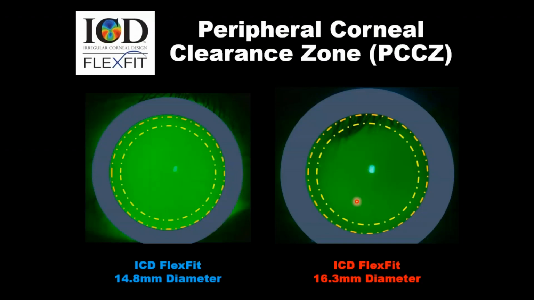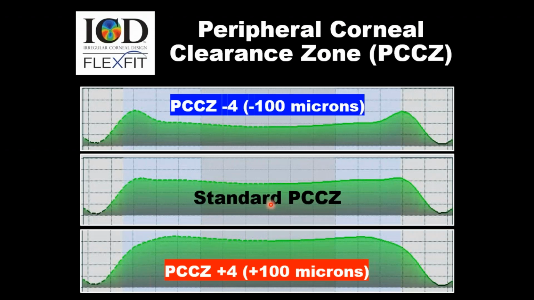Now let's go out to the next zone in the lens, the peripheral corneal clearance zone, the second zone. What does this do in the smaller and the larger lens? Well, when we alter the peripheral corneal clearance zone from the standard to minus 4, we are making that angle come down. Minus meaning we're losing apical clearance. So 4 times 25 equals a change of 100 microns.